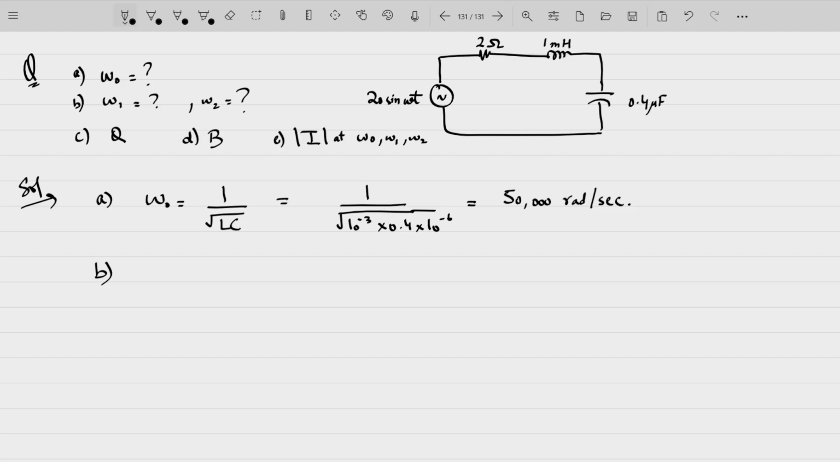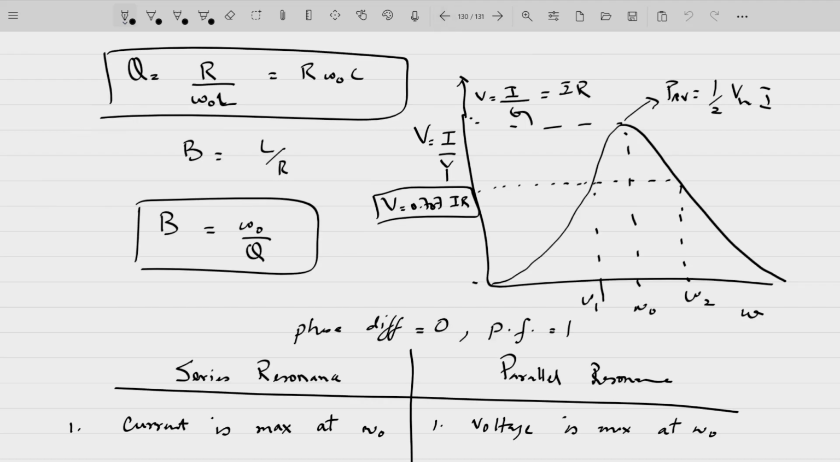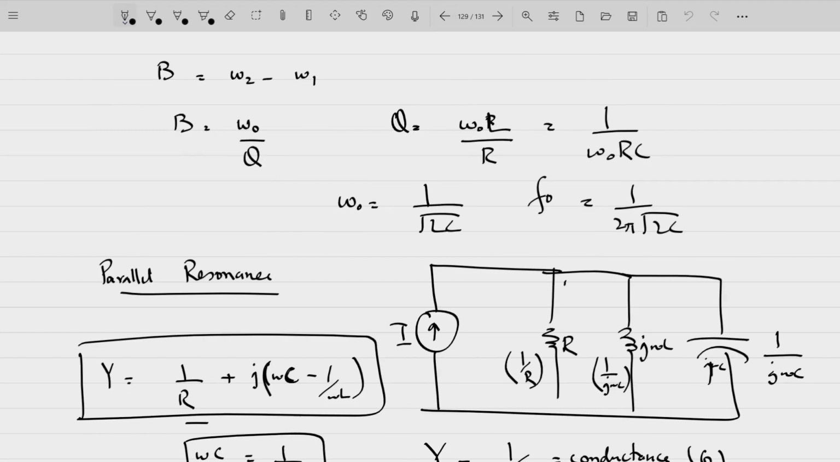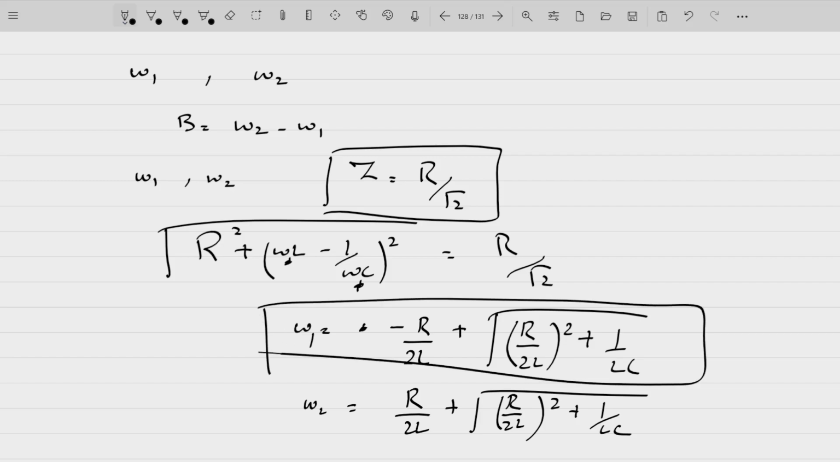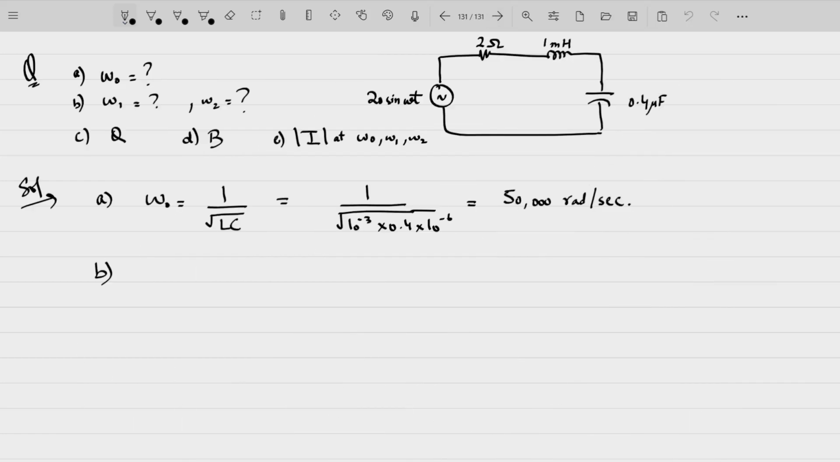Then we have to find out omega 1 and omega 2. We can actually find out omega 1 and omega 2 using the formulas that we derived in the last session, that is using these two formulas. Or we can also find out the value of omega 2 and omega 1 from the bandwidth of the system. Fine. So in order to do that, first of all, let us find out Q for the system, the quality factor.